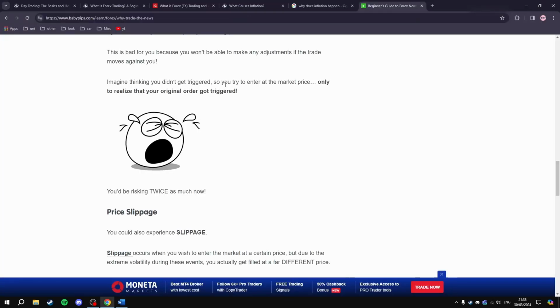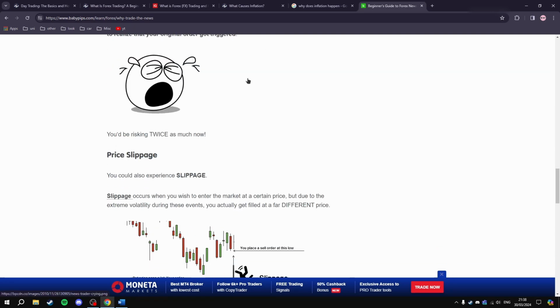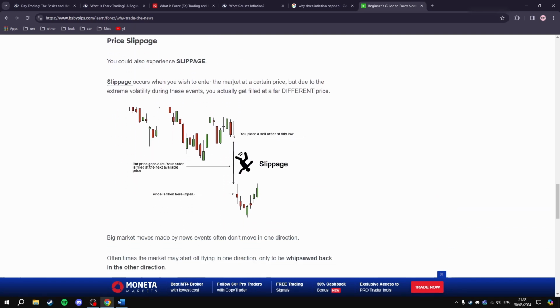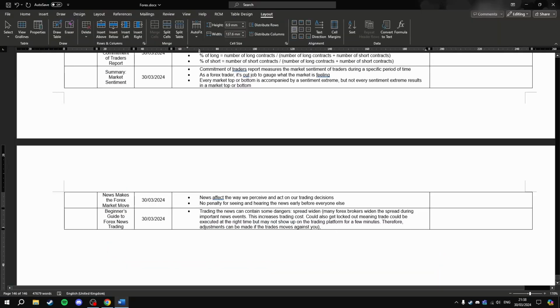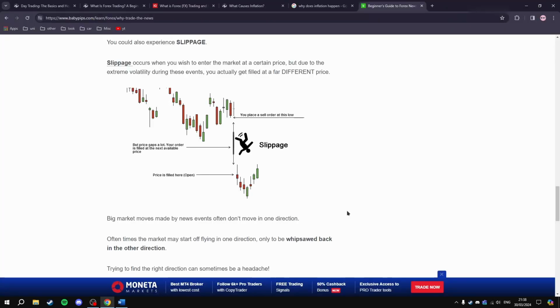Imagine thinking you didn't get triggered, so you try to enter at the market price, only to realize the original order got triggered. You'd be risking twice as much now. Price slippage. You could also experience slippage. Slippage occurs when you wish to enter the market at a certain price, but due to the extreme volatility during these events, you actually get filled at a far different price.